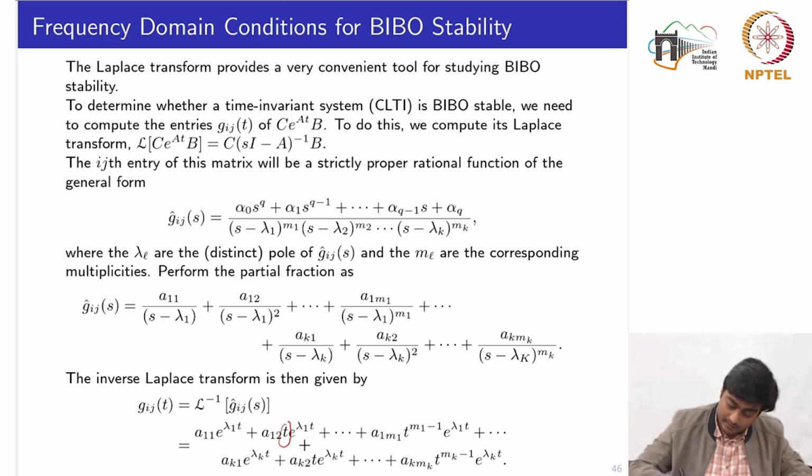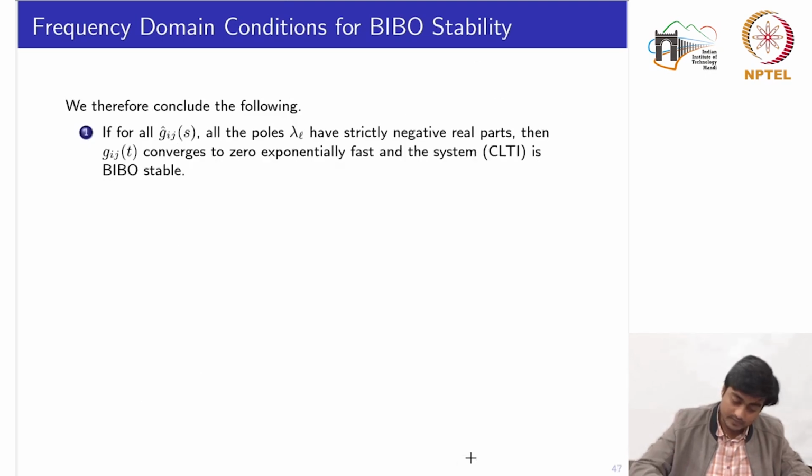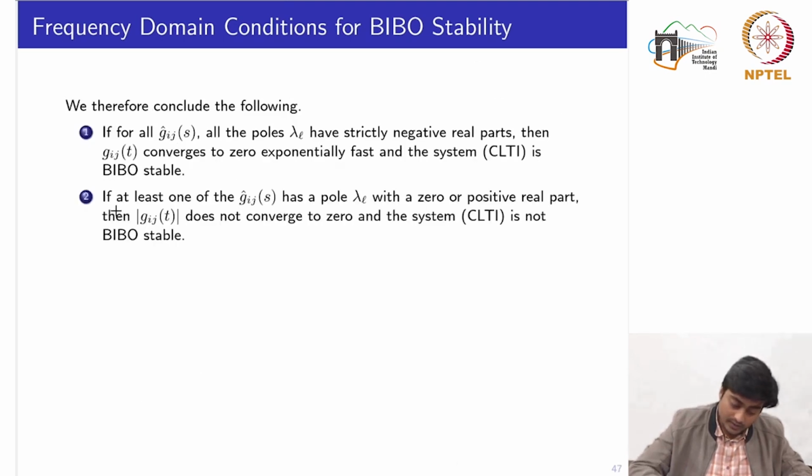Now all these lambdas define the eigenvalues. If these lambdas are on the left hand side, all these exponentials would die out to 0 exponentially. So if at least one of the Gij of s has a pole lambda l with 0 or positive real part, then the absolute value of the Gij does not converge to 0 and the system is not BIBO stable.